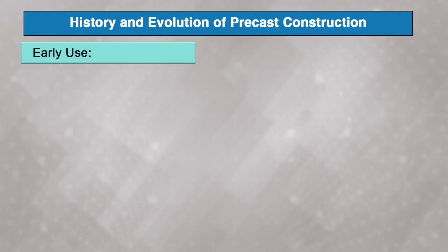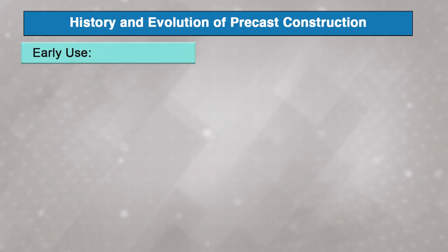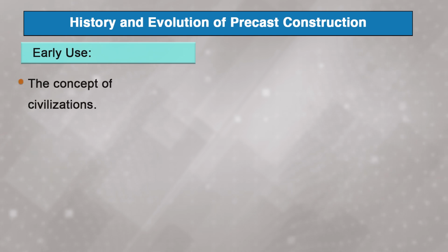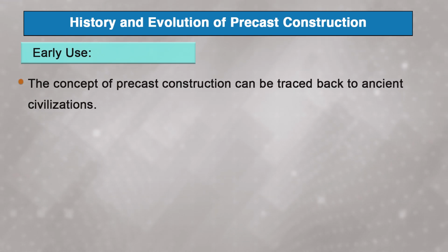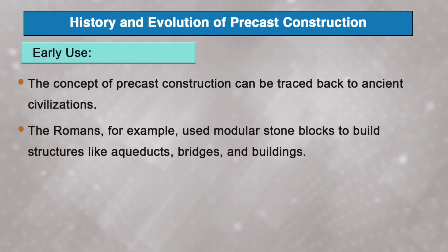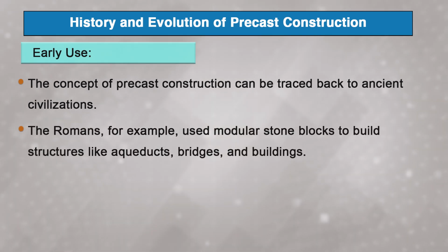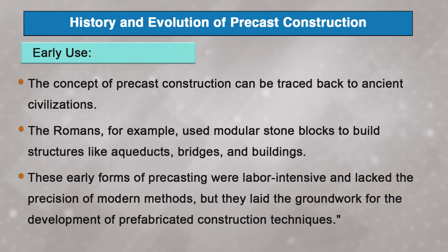Now, let us move on to the history and evolution of precast construction. If we talk about the early use, the concept of precast construction can be traced back to ancient civilization. The Romans, for example, used modular stone blocks to build structures like aqueducts, bridges and buildings. These early forms of precasting were labor intensive and lacked the precision of modern methods, but they laid the groundwork for the development of prefabricated construction techniques.